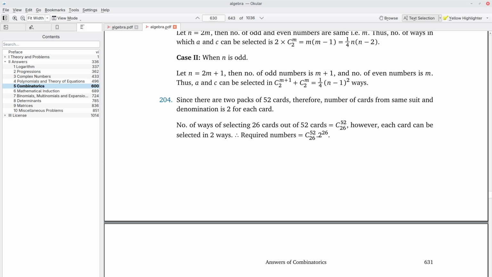So it is 52C26. But each card out of 26 can be selected in 2 ways, because there are 2 packs. So we have the required number is equal to 52C26 multiplied by 2 to the power 26.